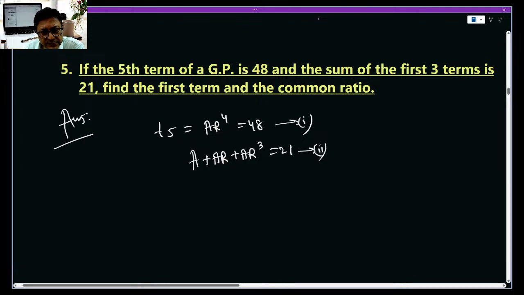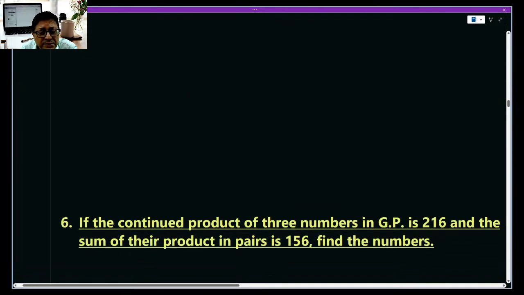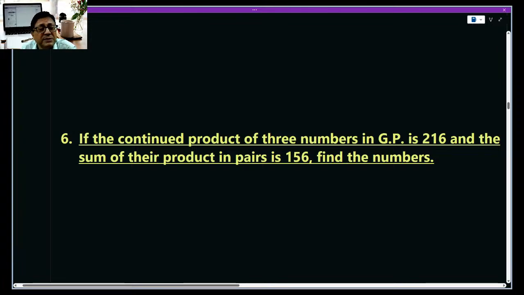Clear? You understand how to solve? You just divide. There will be an equation containing R. Then put the value of R. You can get the value of A from there. Don't do any trial and error method. Complete the sum at home. This is an ordinary sum. Do next one.